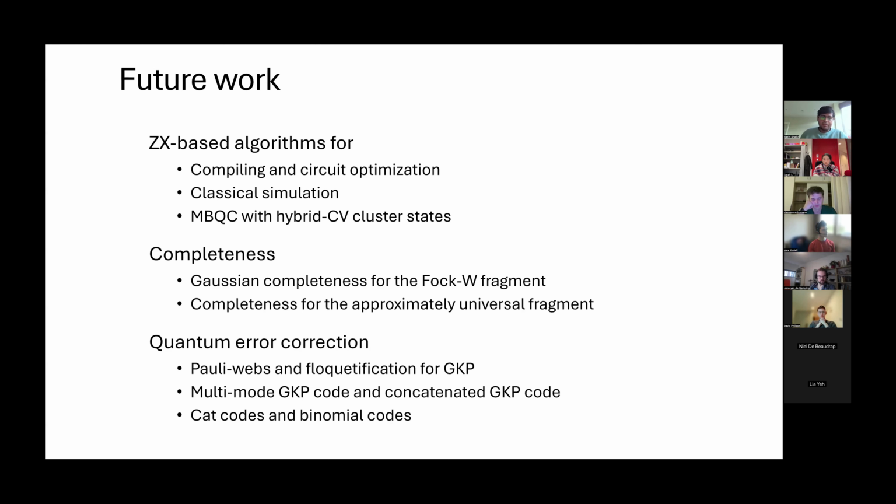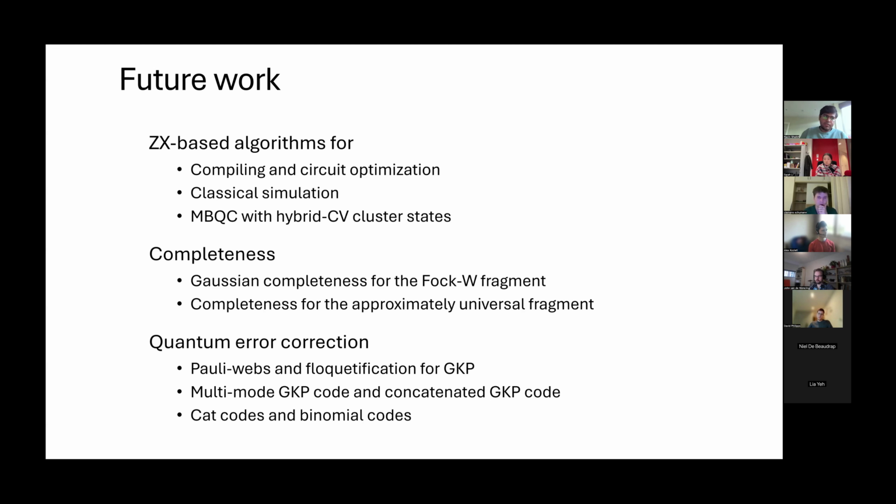And finally, more quantum error correction. One thing that's interesting here is how we can define Pauli webs and how we can generalize some of the error correction procedures that have been done in the qubit case. We have recently been looking into Pauli webs, and how we can perform fluctuation for the GKP code. Other than that, we also want to look at what the multimode GKP code looks like. Here, the example I gave was when one qubit was encoded into one Q mode.